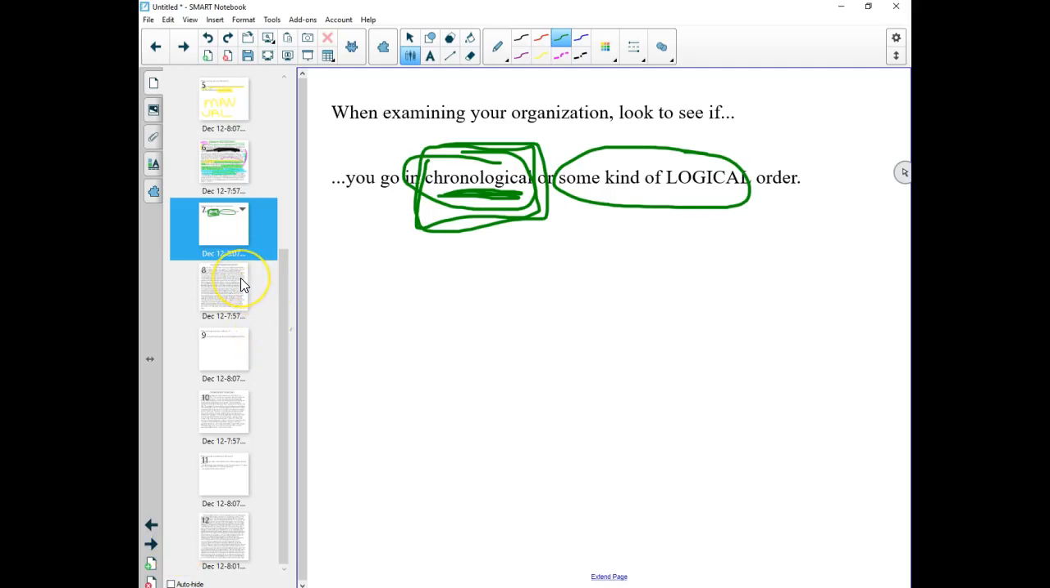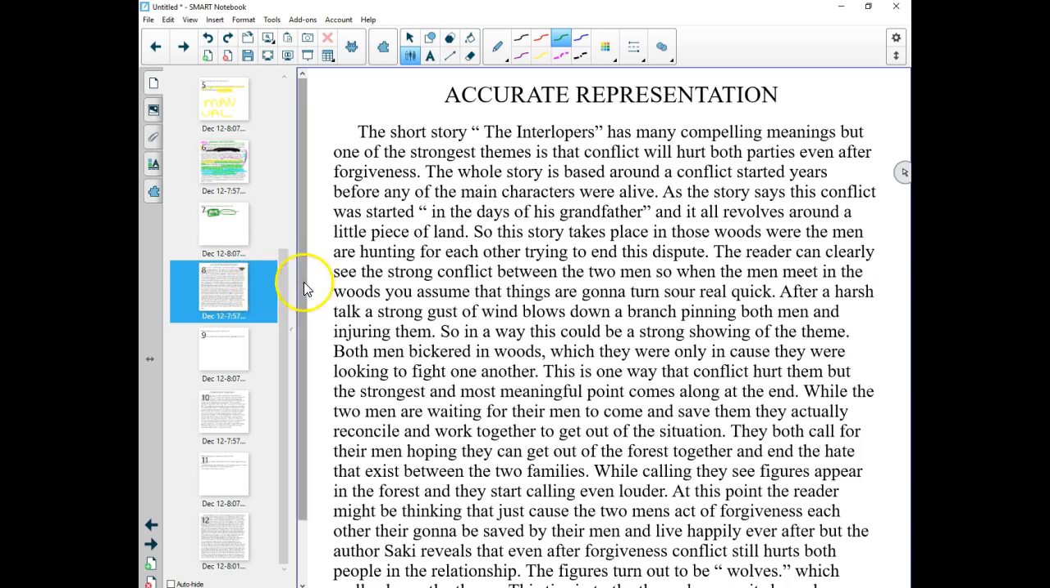All right. So after you've looked at your organization, I want you to take a look at accurate representation. And what this means is, are you accurately representing what the events or the story is actually saying? So essentially, do you understand what this event or what the story was? I found a lot of, when you misrepresent something, there's a couple different reasons why that might be.